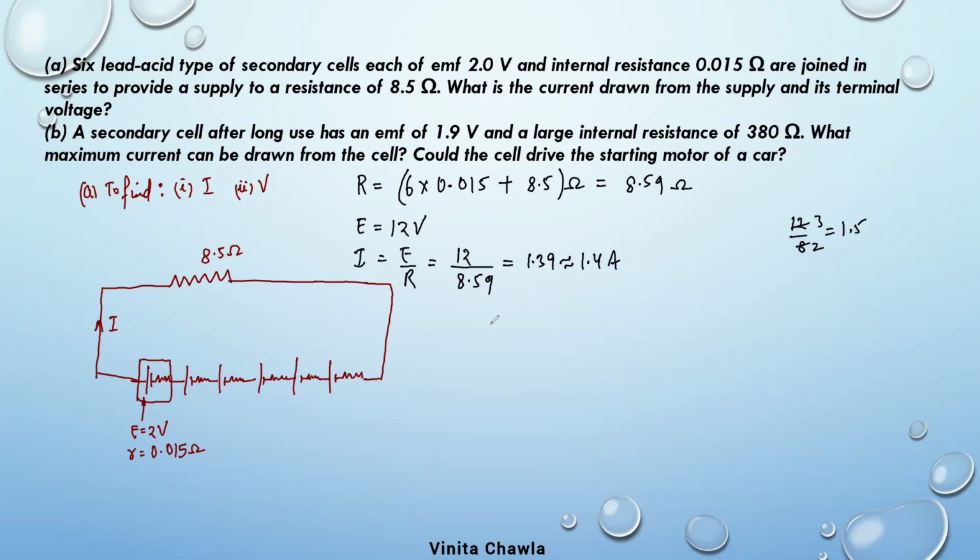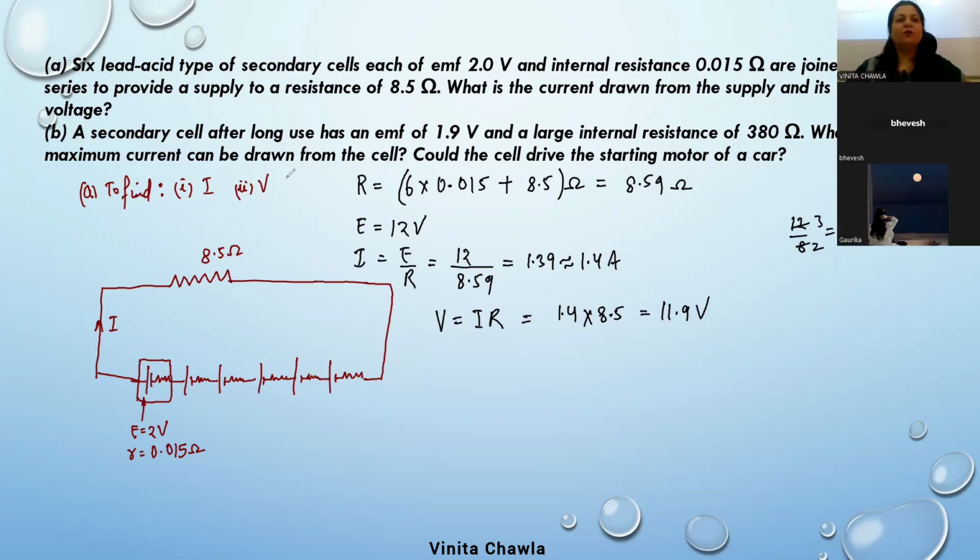Now we can find terminal voltage. How do we find terminal voltage? V is equal to I R. Now put the values here. The value of I we have found out, and the resistance is the load resistance. Sorry, load resistance is 8.5. Now multiply these two. It's 11.9 volt. So this is the value of terminal voltage.